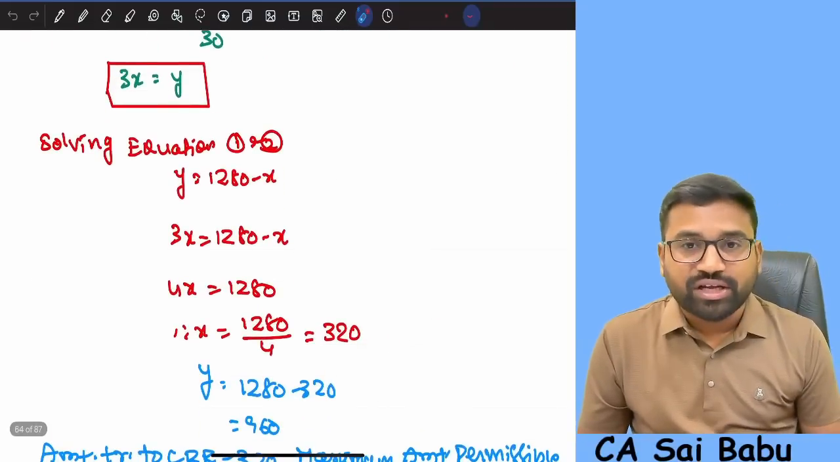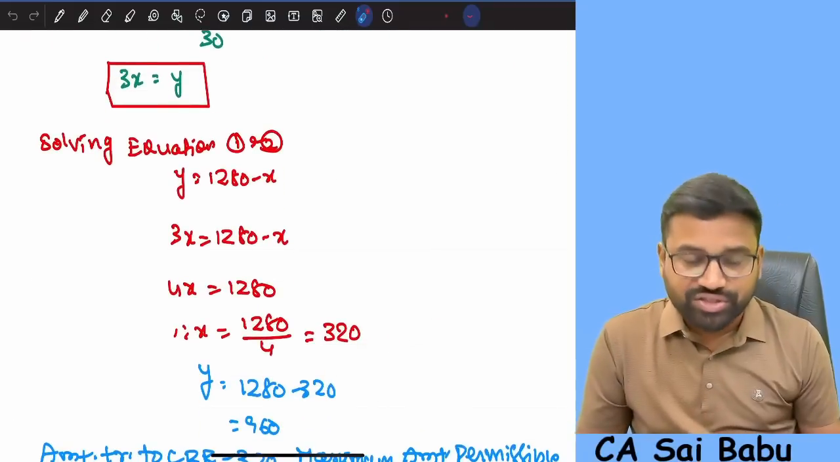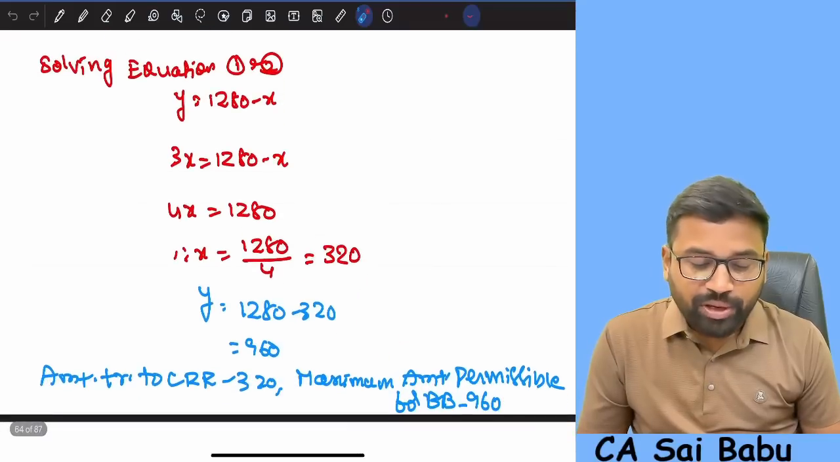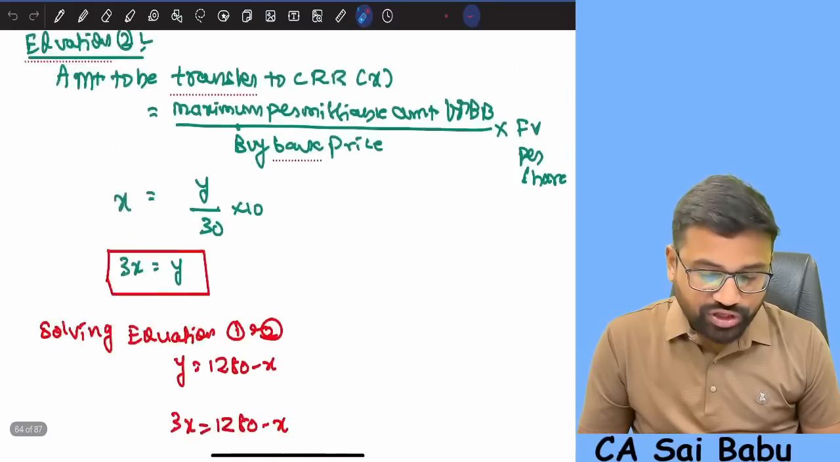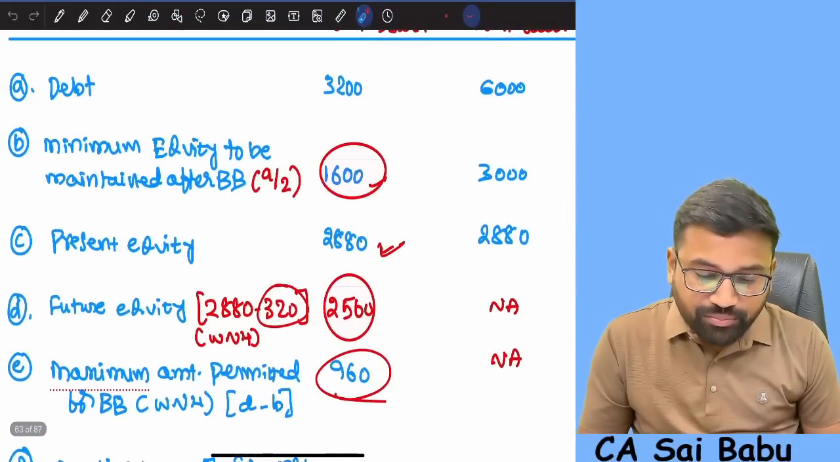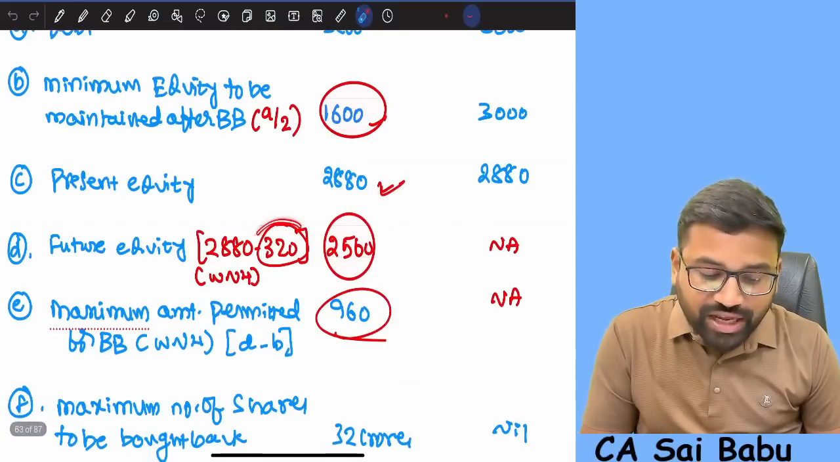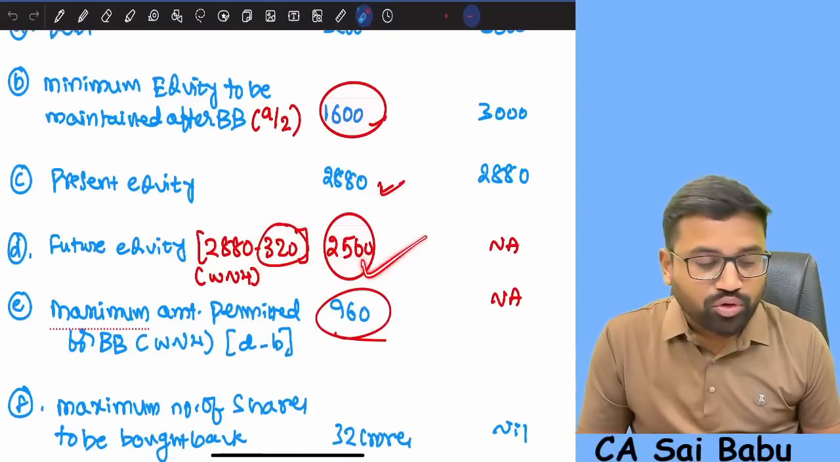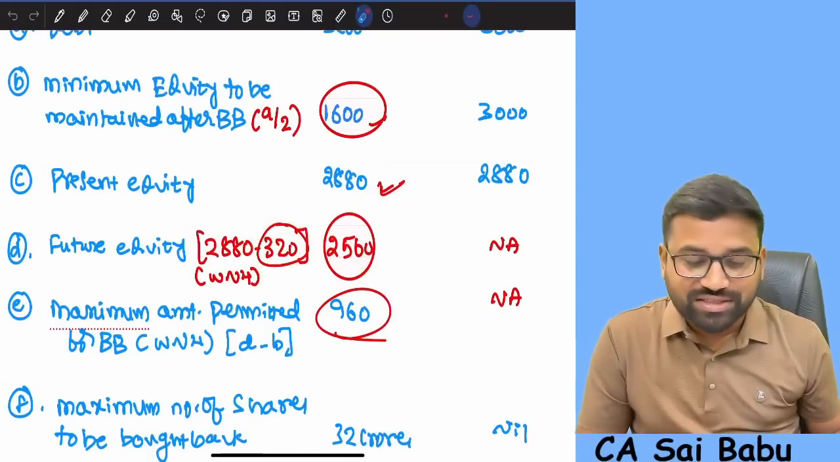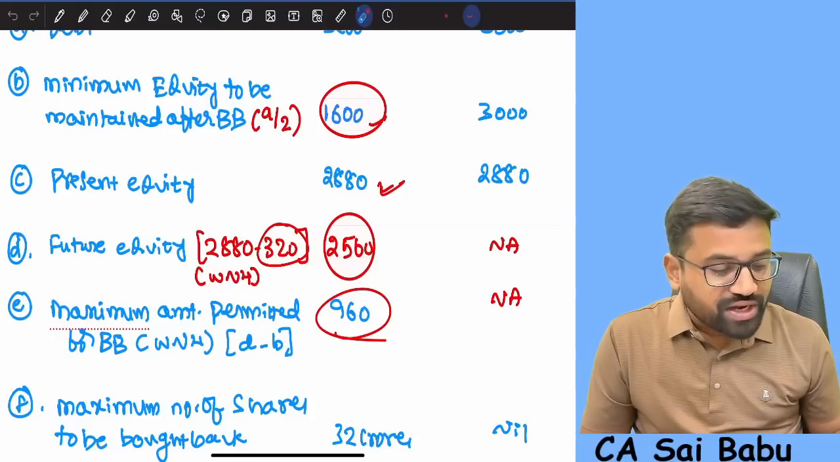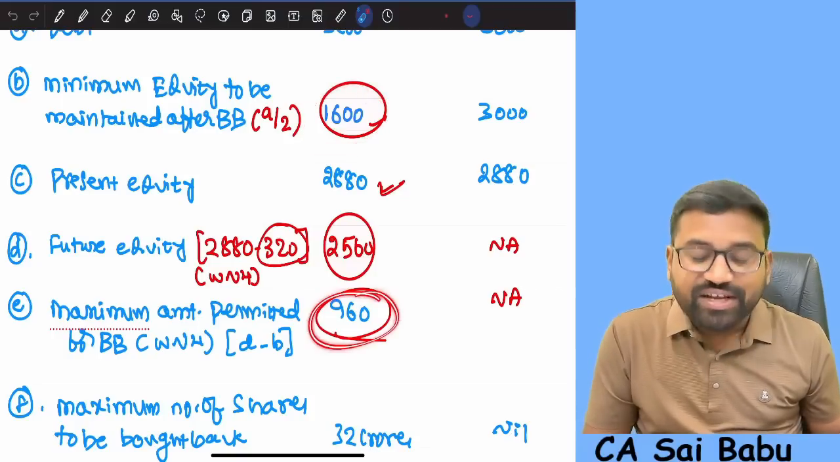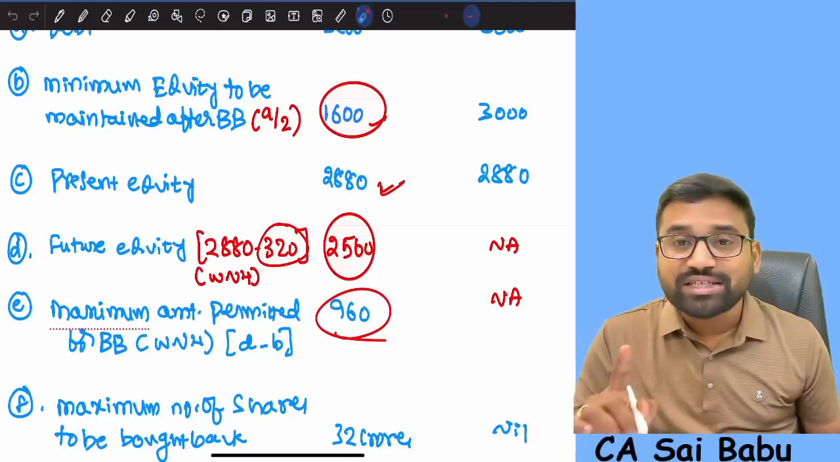So X is 320. That is the amount to be transferred to CRR is 320. Y, the maximum amount permitted for buyback is 960. So see this. From this 2880, I need to transfer 320 to CRR. Therefore, the amount available in the equity is 2560. This is future equity, but equity to be maintained is 1600. Therefore, 960 reduction is possible in the equity under debt equity ratio test.